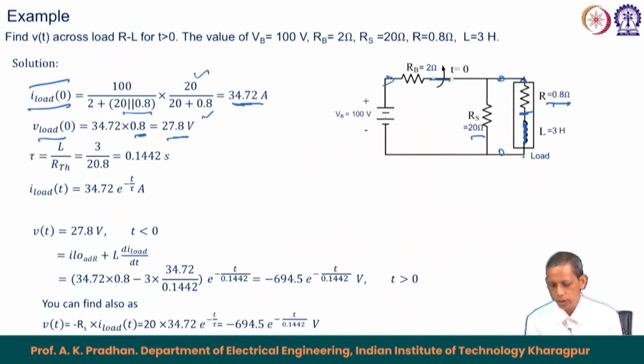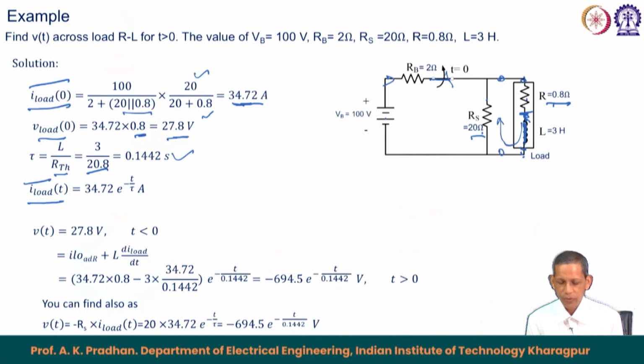Once the switch is open, as already told, the inductor will circulate current through this path and continue like that. The tau, from the inductor side, because this is open, the 0.8 and 20 are in series. Therefore, R t h becomes 20.8 and the inductor is 3 Henry, so tau is 3 divided by 20.8. That gives us the time constant to be 0.1442 second.